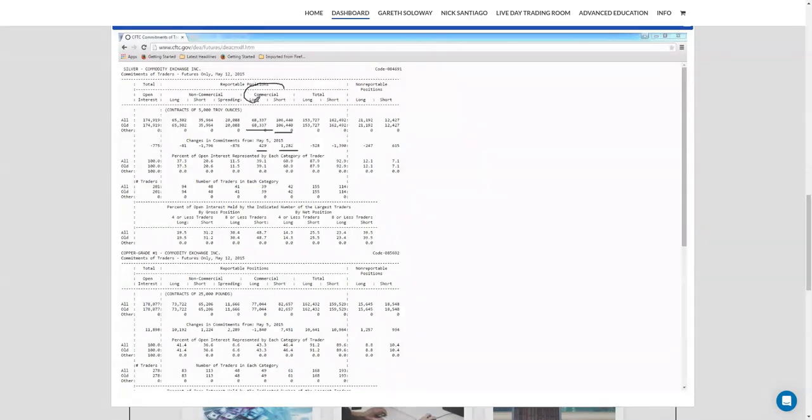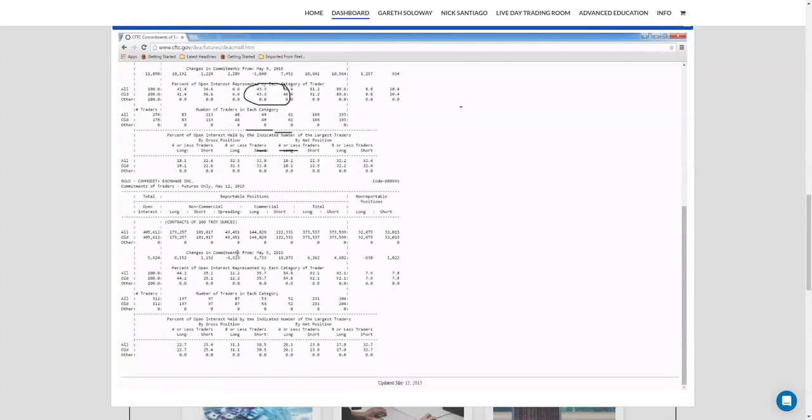Now, who would be a commercial in the silver market? How about a silver miner? Right? Silver miners, gold miners, these guys are the biggest commercials there. Maybe some electronics users, but it's going to be really gold and silver miners. Sometimes you do get central bankers in there. Okay? They want to take possession.